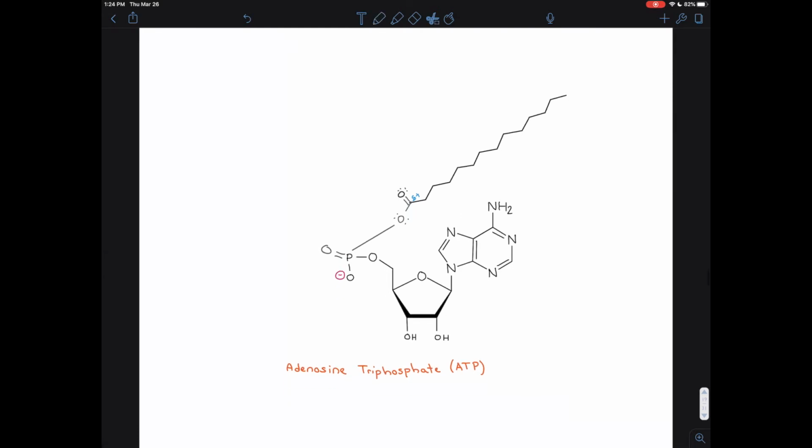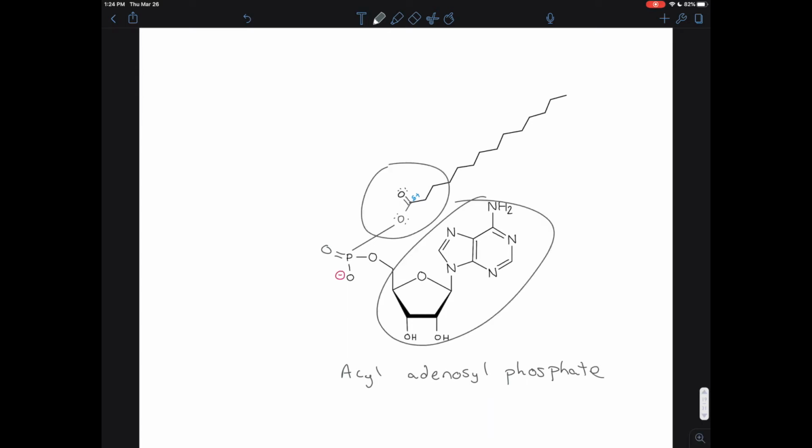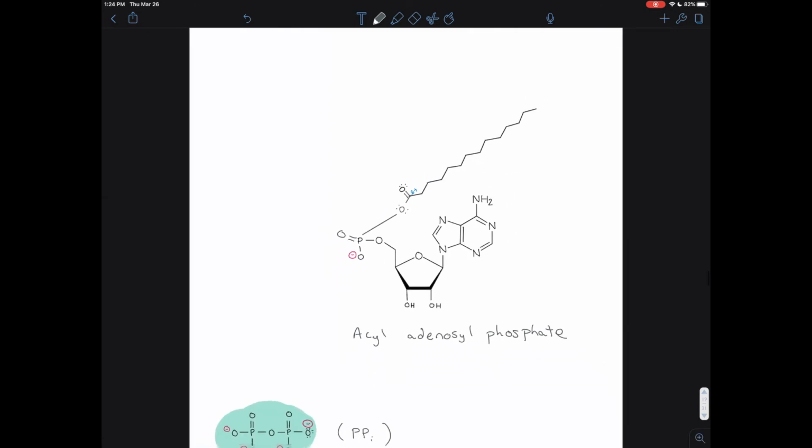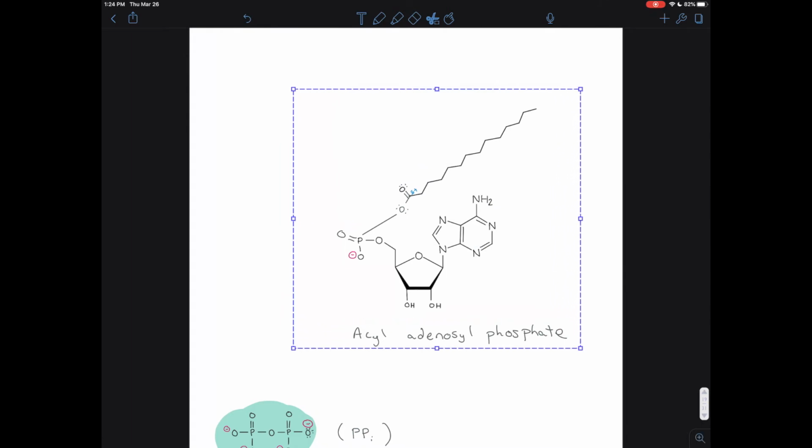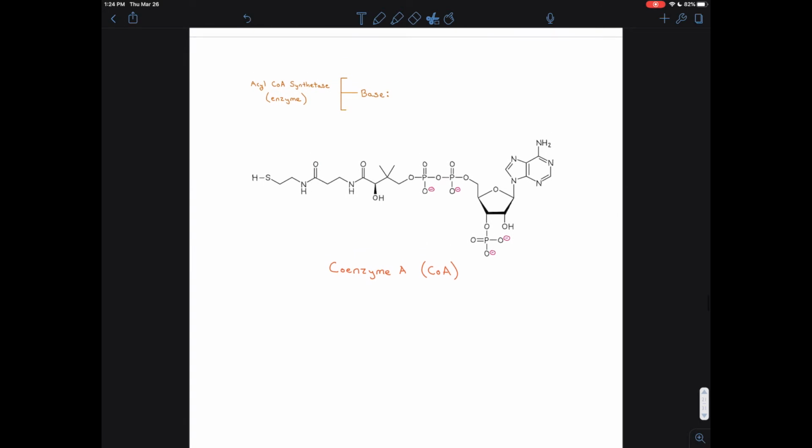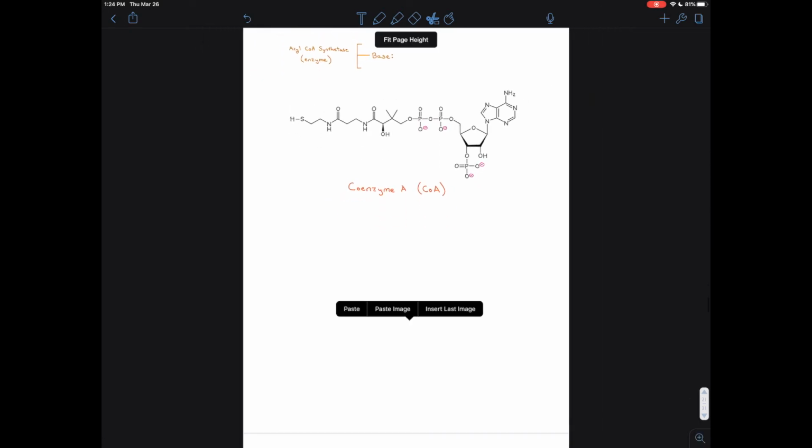Okay, so this is no longer adenosine triphosphate. It is now an acyl adenosyl phosphate, because you have the acyl group and the adenosine group attached to the phosphate. And now this acyl adenosyl phosphate can react with our next molecule, which is coenzyme A.